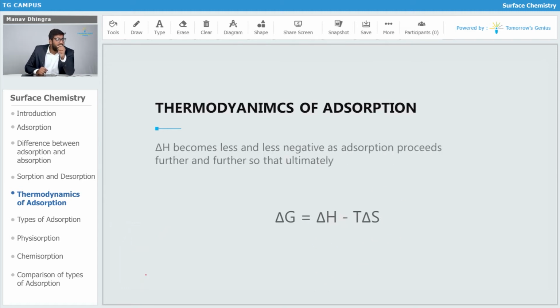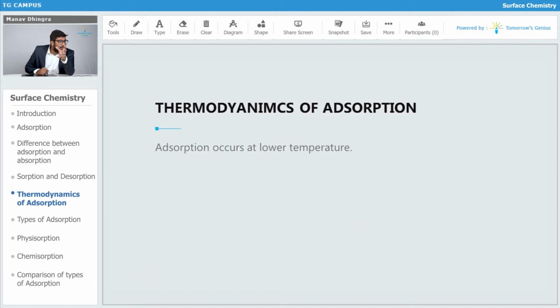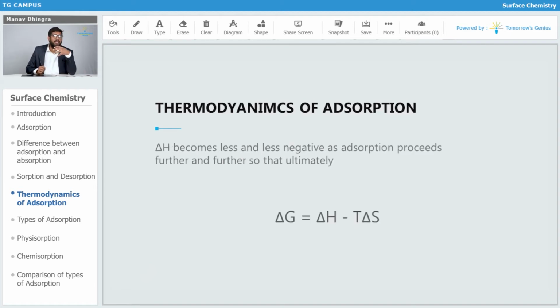Delta H becomes less and less negative as the adsorption proceeds further and further, and ultimately it becomes 0, right? And if the temperature is further increased, it will become positive, right? So again, understand this thing is negative, this whole thing is positive, right? If the temperature increases, we have studied, with increase of temperature, your desorption will be preferred and you will be going in the opposite or backward direction.